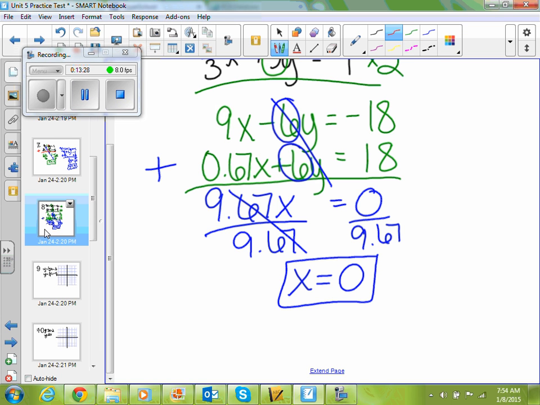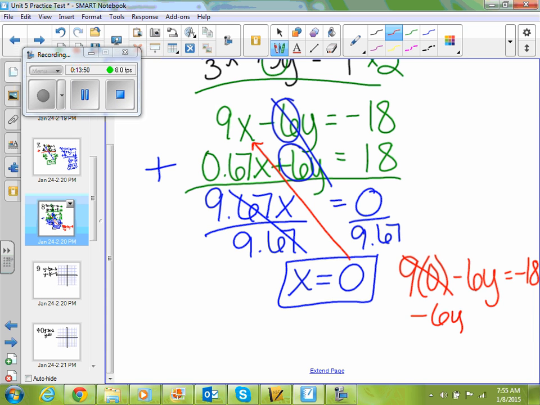Then I can plug that either into my top equation or bottom equation to solve for y. I'm going to plug it into my top equation. So if I plug that into my top equation, I get 9 times 0 minus 6y equals -18. Well, 9 times 0 is 0, so I end up with -6y equals -18. Divide by -6. y equals positive 3.